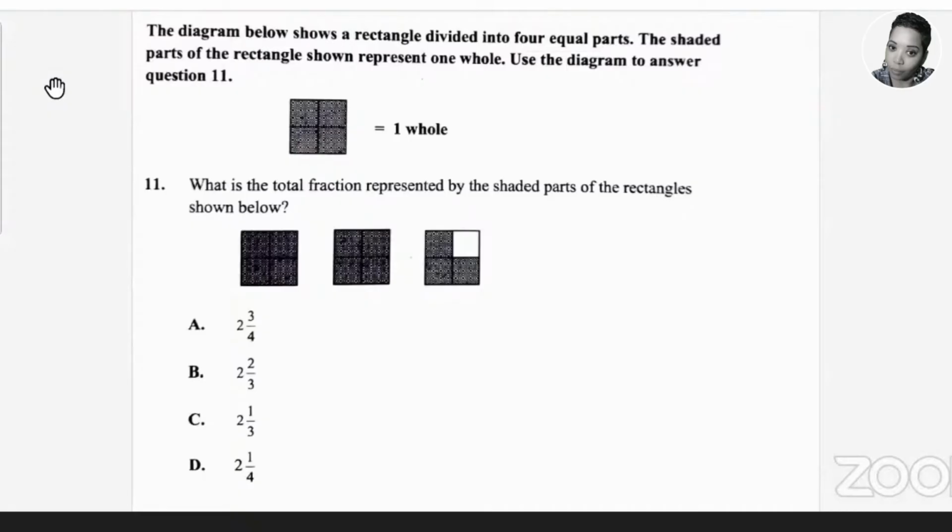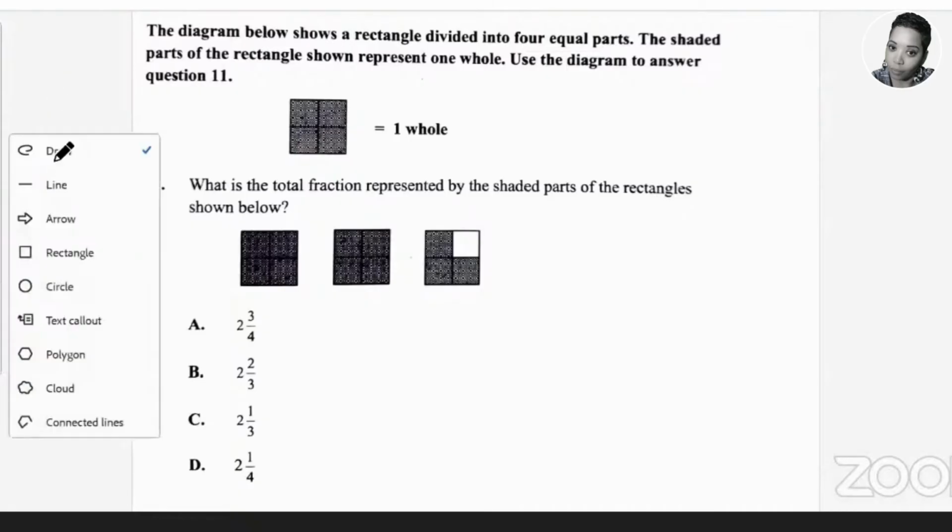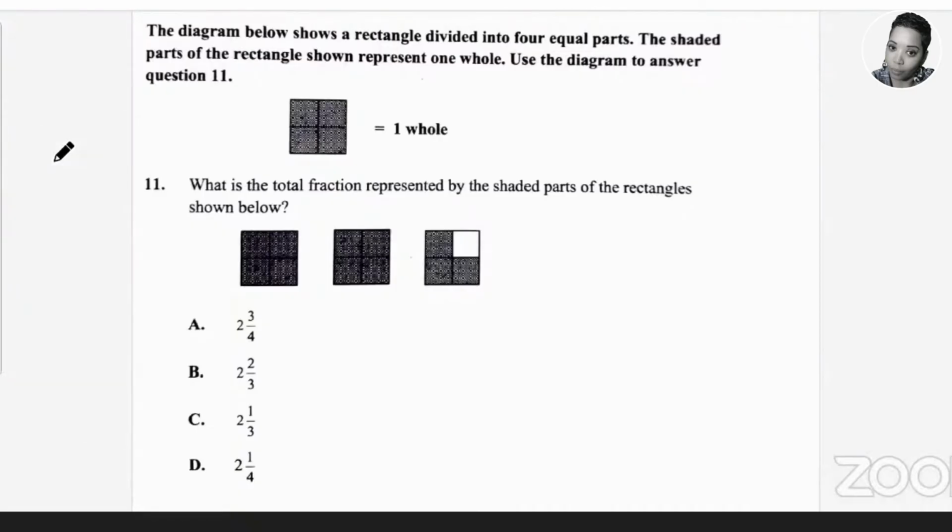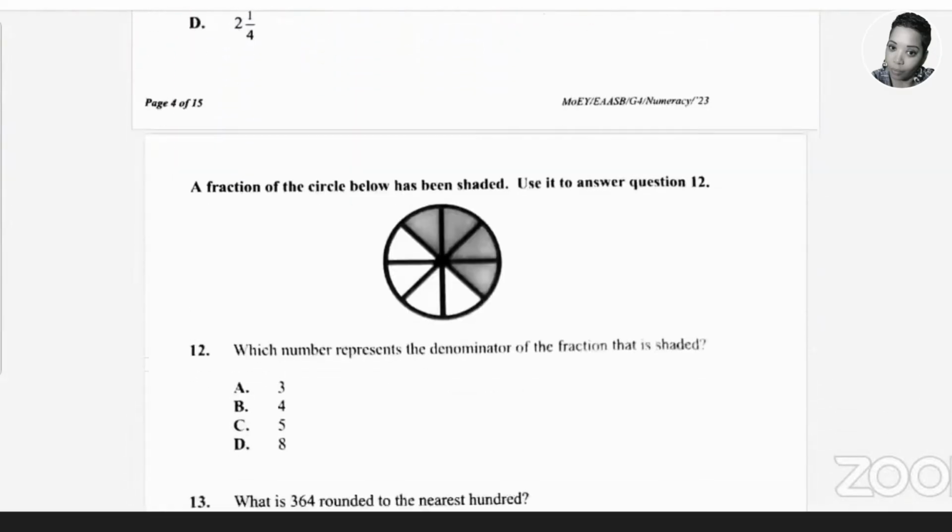That's one whole. So here we have this is one whole, this is another, and then this is 3 out of 4 parts shaded, okay? So if we add 1 plus 1 plus 3 over 4, the answer is A, 2 3/4. Okay, so one whole plus another whole, that's 2 wholes, and then we have 3 out of 4 parts shaded, so that's 3/4.